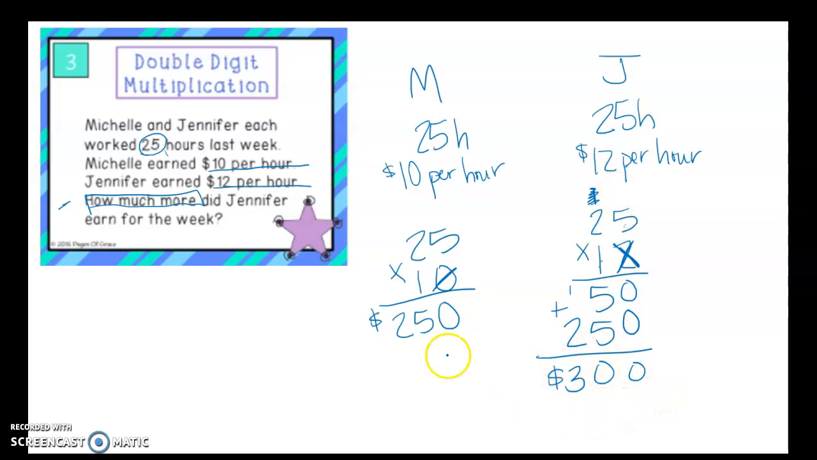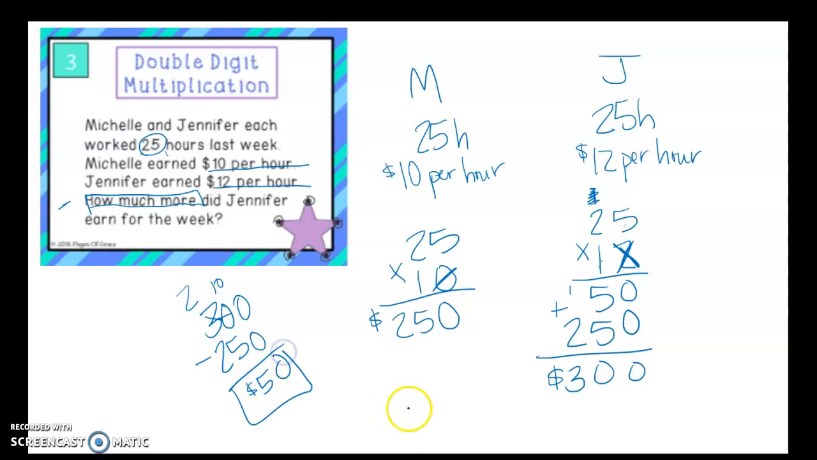$300. So it says how much more did Jennifer earn? So we're going to go 300 minus 250. Got to borrow. So $50 is my answer. She made $50 more.